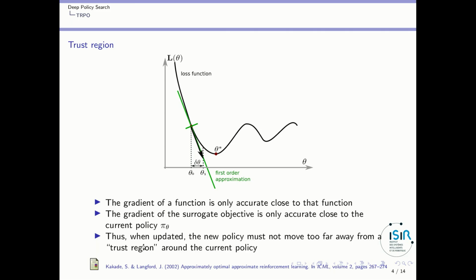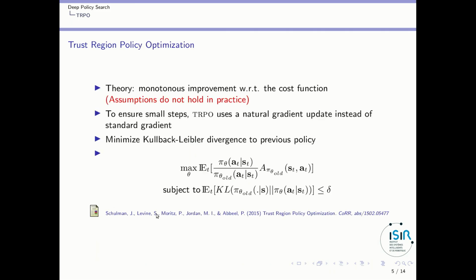So you want to define a trust region. So how can you do this? In John Schulman's paper, they provide a derivation coming from a monotonous improvement assumption, but actually this assumption does not hold in practice. So this is just a theoretical derivation, but that's not what you do in practice because this does not hold.